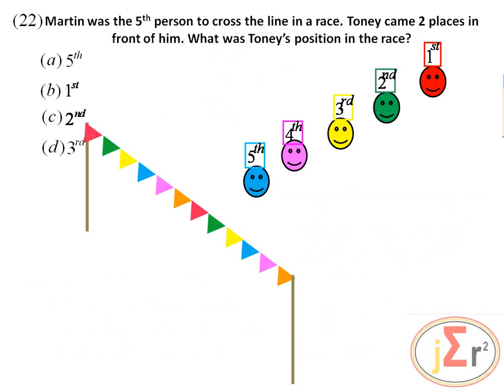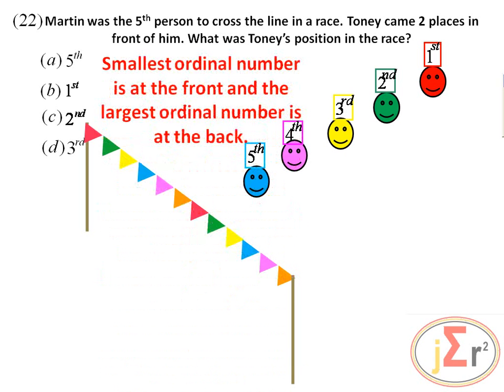So there we have all of the boys that we proposed would have finished the race, and we have their ordinal numbers. The smallest ordinal number is at the front, and the largest ordinal number is at the back. So position 1 is at the front, and the last position, or the fifth one in this particular case, will be at the back.